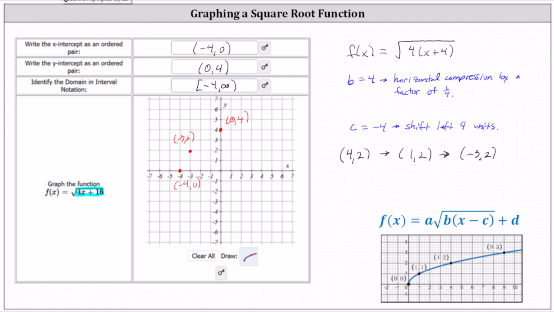And now let's go ahead and graph f of x. Notice the graph does verify the domain which is x greater than or equal to -4. And also notice the range would be y greater than or equal to 0.